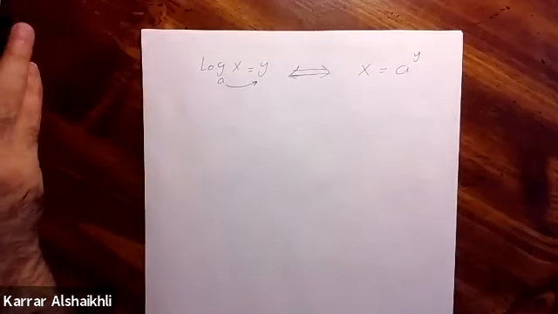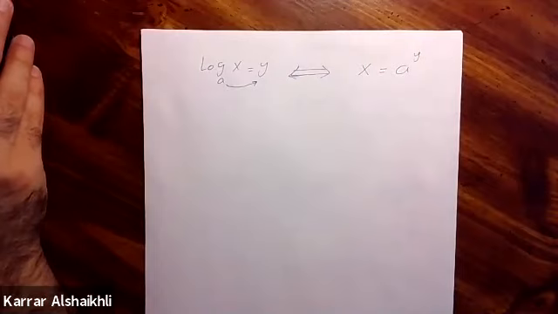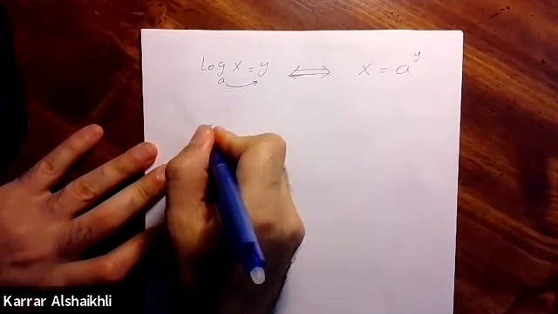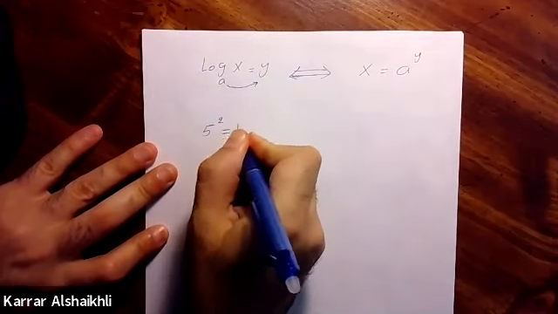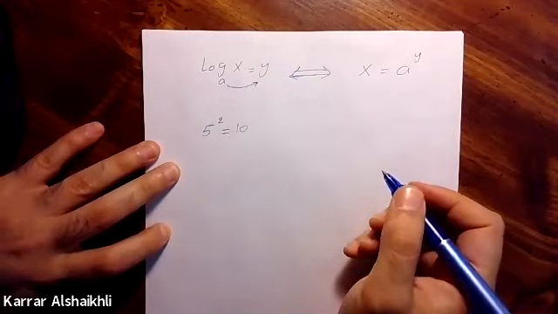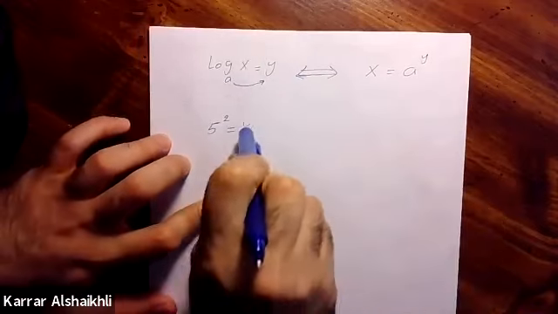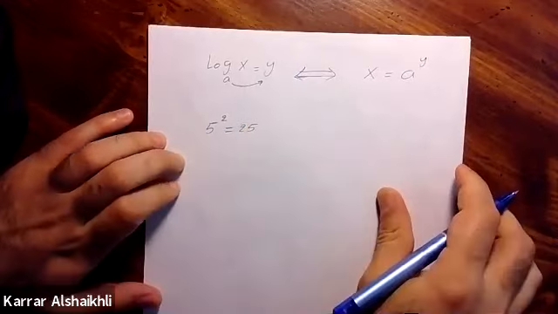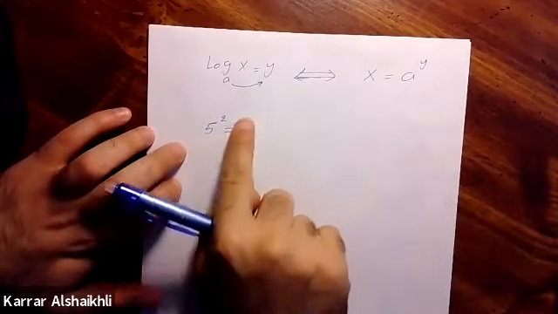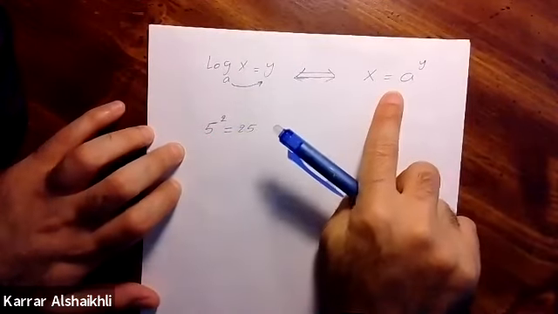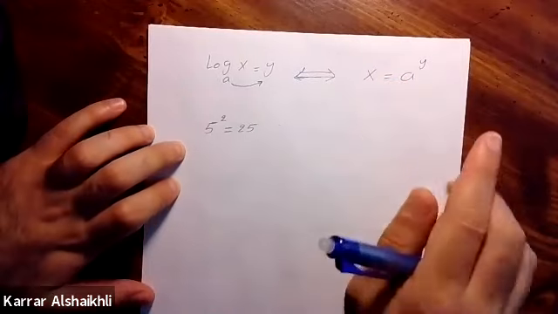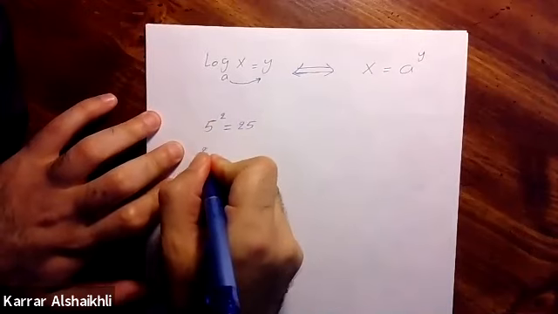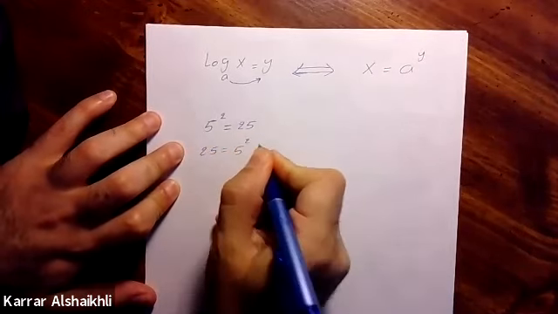Now, if they ask you to convert from the exponential form to the log form, for example, if you have 5 squared equal to 25. This is exponential form. So what I'm going to do, if you don't want to make any mistakes, you can reverse these, flip these two numbers. 25 equal 5 squared.